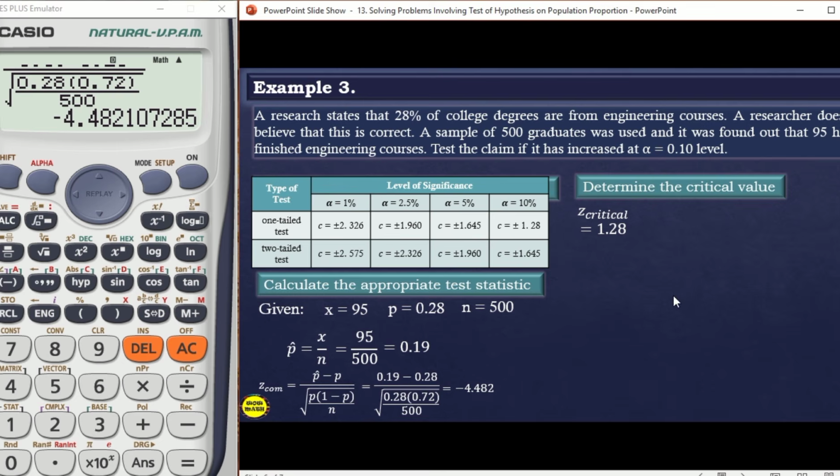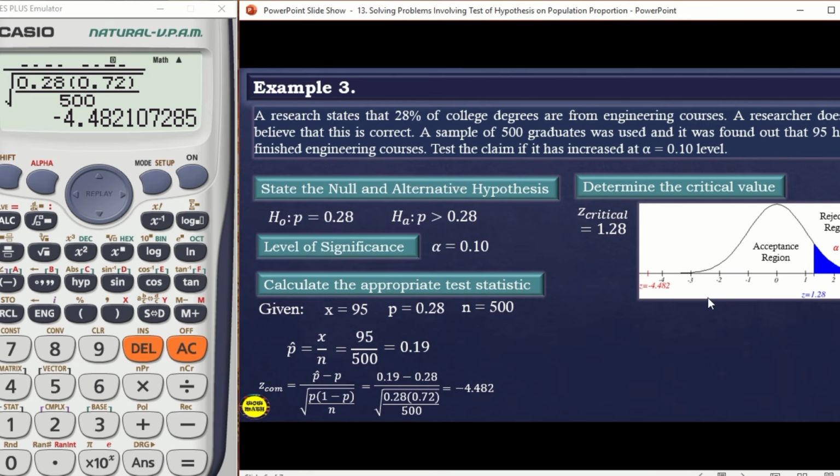Then after that, kunin natin, gamit yung graph natin, using the normal distribution. So nandito yung saan natin matatagpuan or makikita yung computed value na negative 4.482. Nandito sa left side, no? Nandito sa left side. Samantalang nandito yung critical region natin o yung rejection region natin. So yung rejection region natin nasa right side, ang layo. So ibig sabihin nasa acceptance region yung computed value natin.